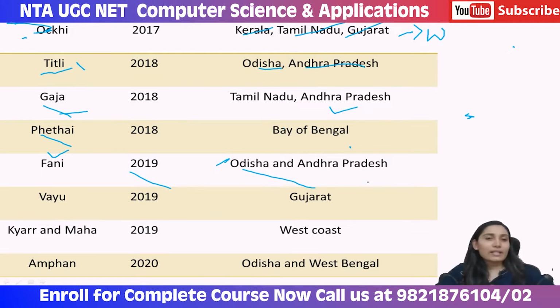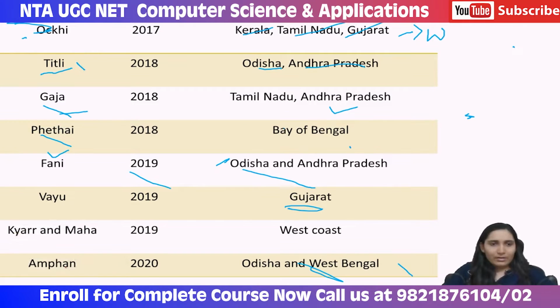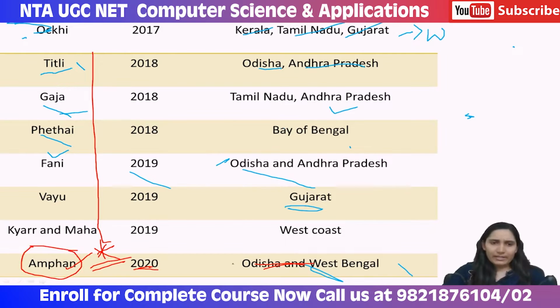Okay. So, Vayu was in 2019, affected Gujarat. Then Maha and Kyarr in 2019, which again affected the western coast. And the very recent one is Amphan. Amphan in Odisha and West Bengal, in 2020. This is the latest one. At least this you should definitely remember. Please try to remember all these, but at least Amphan, and where it affected: Odisha and West Bengal. Please note it down.